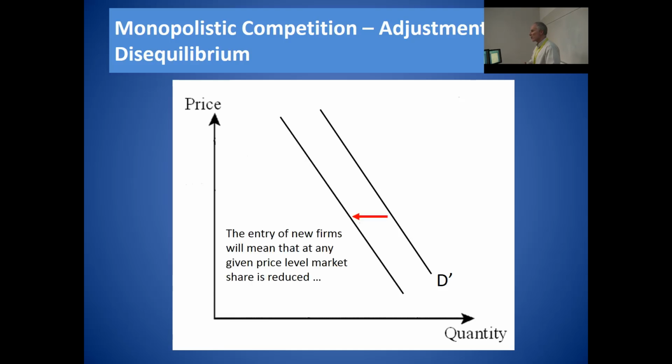Well, firstly, if new entrants come into the market, it means that the market share of those firms already in the market will be eroded. So at any given price level, the incumbent firms can now sell less. Their market share is reduced, and so the demand curve will contract inwards. So the demand curve comes inwards as more firms enter the market. So that's the first thing.